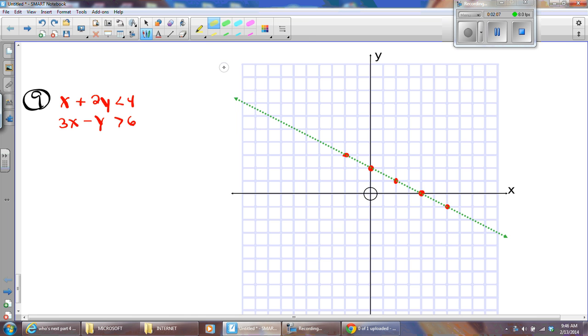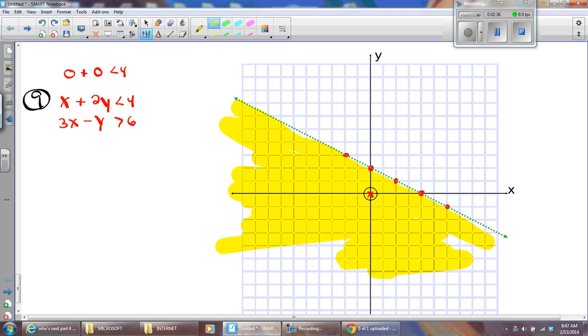I got my highlighter out a little too soon. I'm going to use the test point of the origin, because the line does not go through the origin. 0 plus 0 is less than 4. That is absolutely true. So I will shade towards the origin. That is wonderful. There we go. Sound effects help me shade. Woohoo.